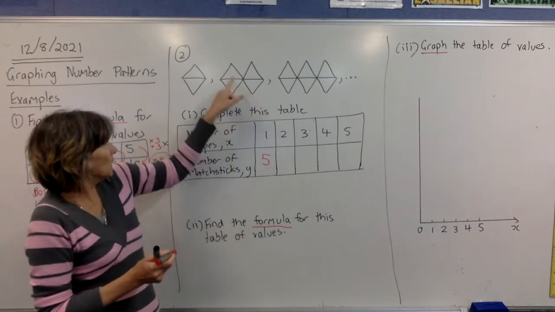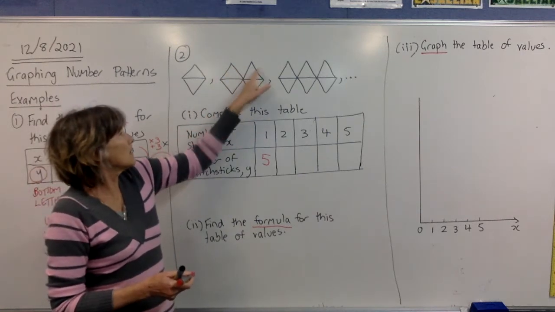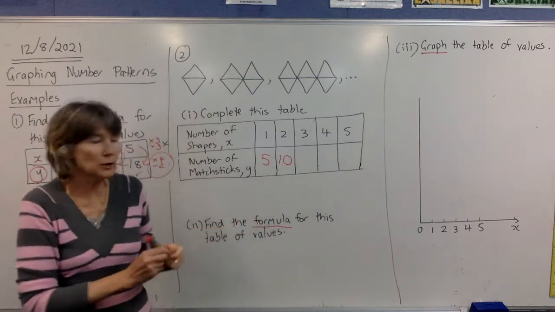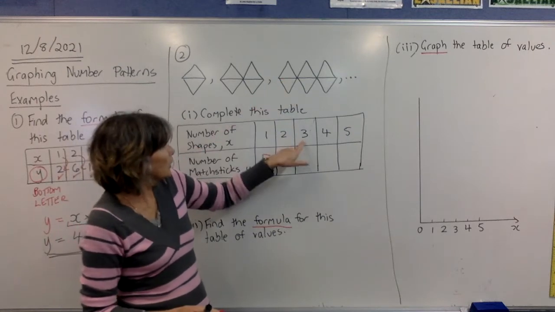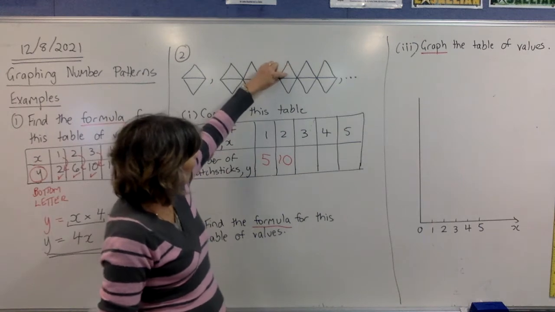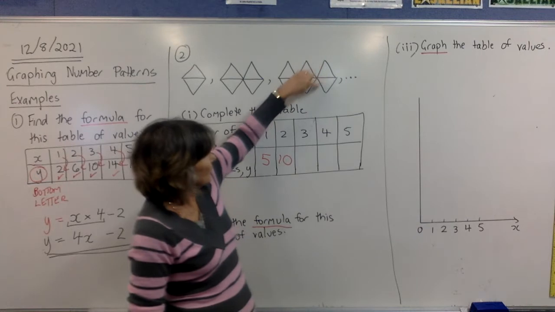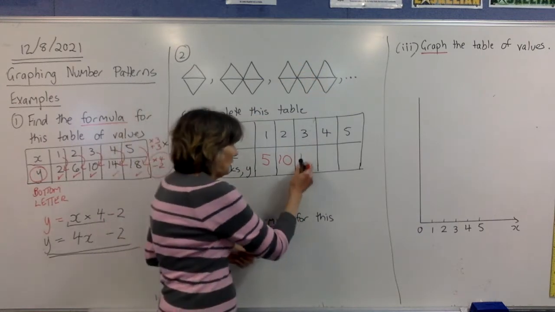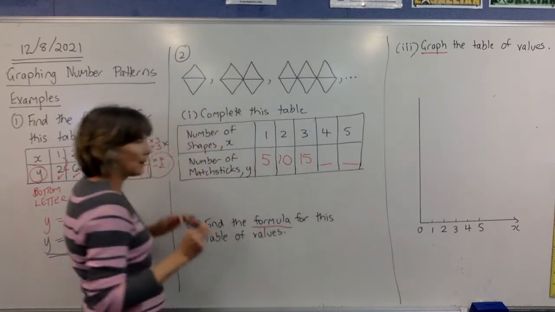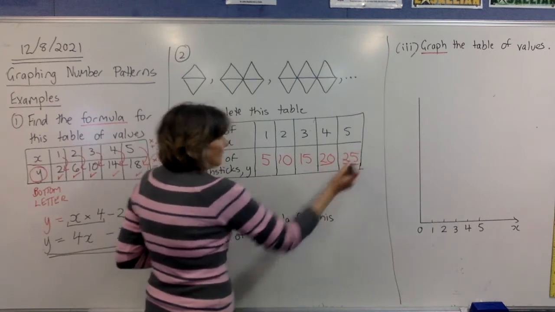For the two shapes, we have 1, 2, 3, 4, 5, which we had before, 6, 7, 8, 9, 10. So we have 10 matchsticks. This next one is 3 shapes. How many matchsticks? 1, 2, 3, 4, 5, 6, 7, 8, 9, 10, 11, 12, 13, 14, 15. Now I think you can see another pattern here. So we could fill these two in if we continue our pattern, which I'm sure you'll see.